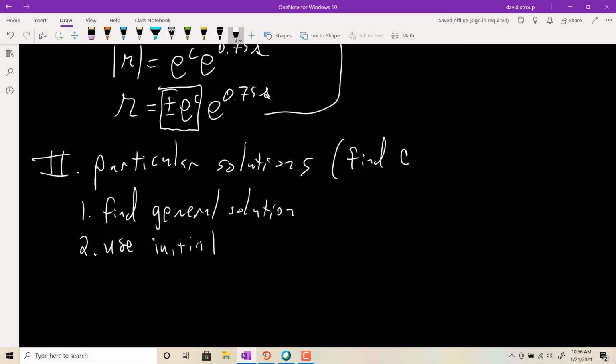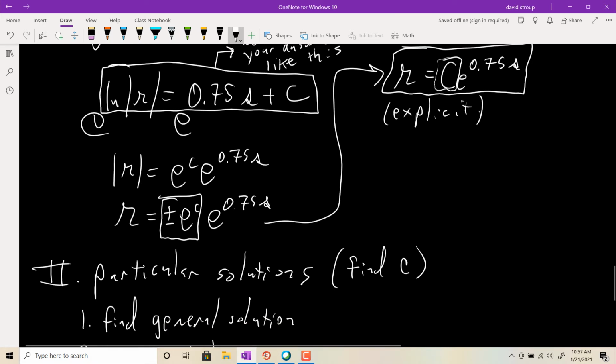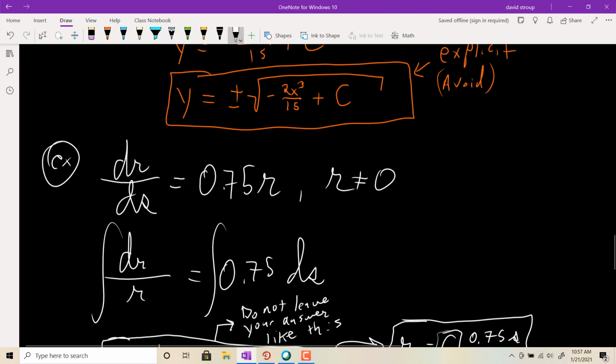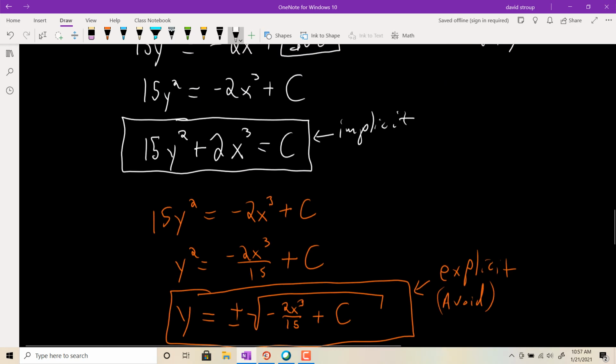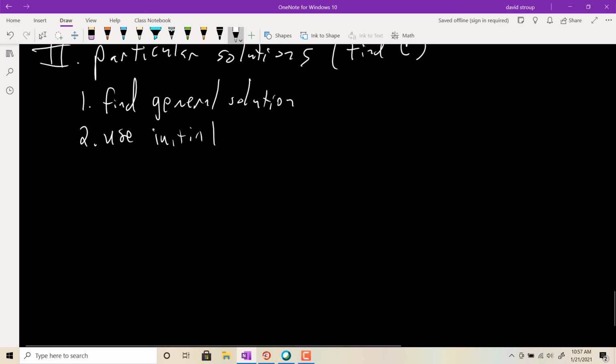Find C, right? So this big C over here, in this previous problem, you have R and S, and then you'll be able to solve for that C. In this problem, you would have X and Y, and you can solve for C. So all you need is a point, okay? This initial condition to solve for C.